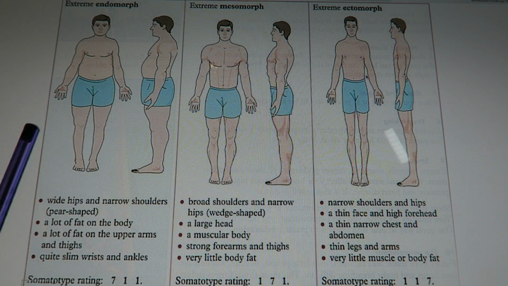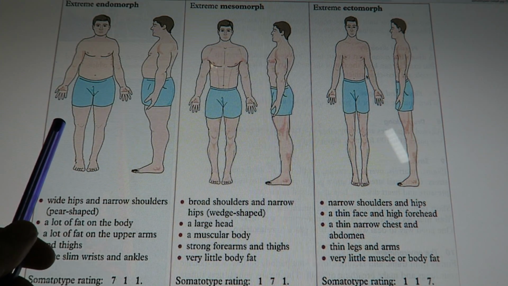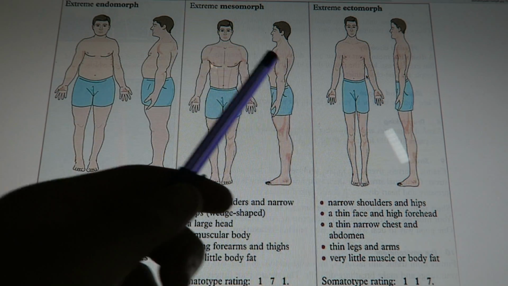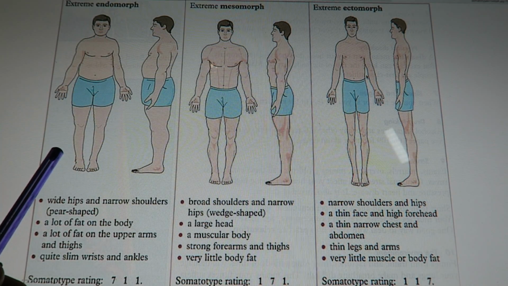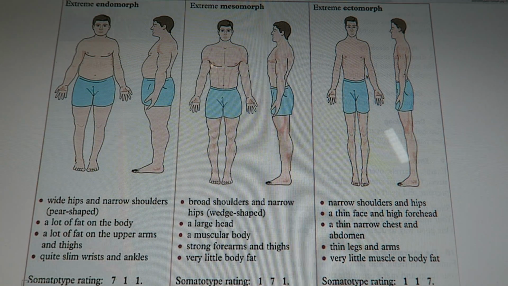Here, on the other side of the scale, we have the endomorph, okay. So as you can see here, it says wide hips, narrow shoulders, a lot of fat on the body, a lot of fat on the upper arms and thighs, quite slim wrists and ankles. Okay. These people tend to find it very difficult to lose weight as they have slower thyroids and slower metabolisms. These people should be on the opposite of the ectomorph, which is 20% carbs, 40% protein and 40% fat.